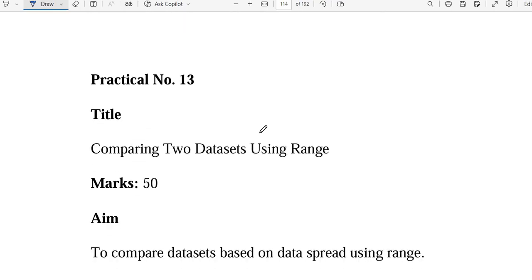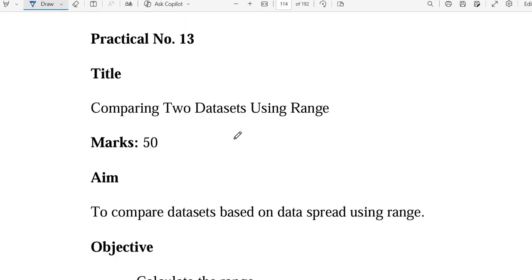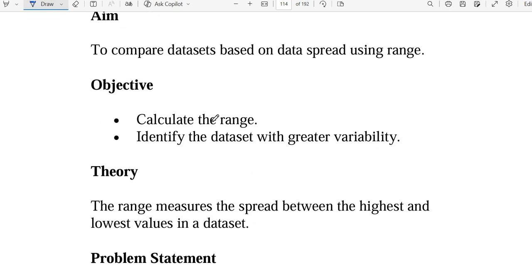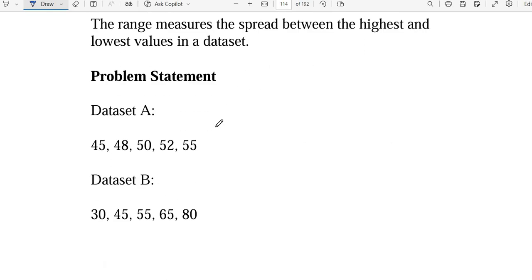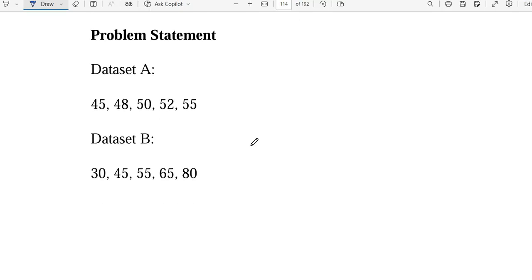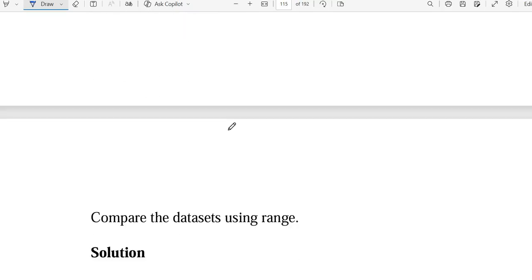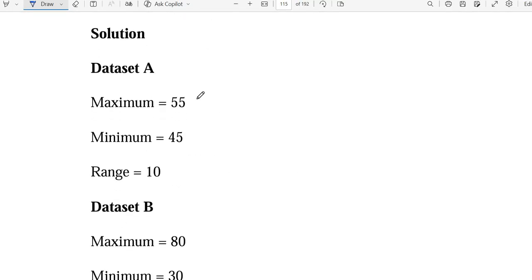Now, coming to practical number 13. Same, we have to compare two datasets, but by using range. In the last practical, what did we do? We did it using mean. Now we will use range and compare two datasets. First calculate the range, then compare the datasets. Dataset A and dataset B are given as the question. Now what is the solution?